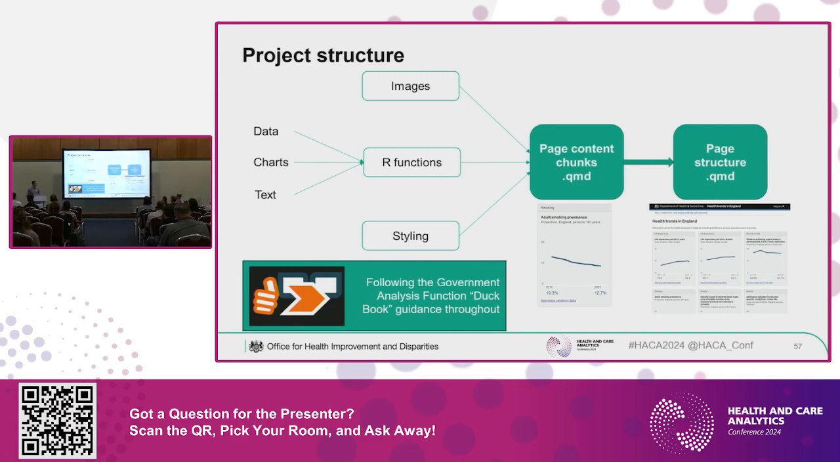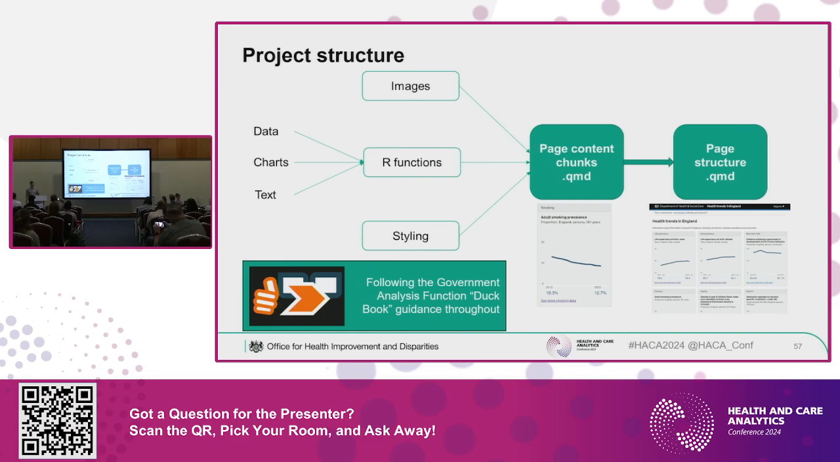So the structure of the project, when we set about to do this, we wanted to do it in a modular way, so we knew that we had 9 regions plus England, we had 12 topics, we had indicators within those topics. We didn't want to have to recreate each page individually, so we modularized it, worked out what the data, the charts and text we needed to pull through from the Fingertips API would be, created the relevant functions, pulled in the relevant images and styling, and developed any of those as needed using the government analysis function guidance. And within each of those, we could then create a Quarto to create each of the content chunks.